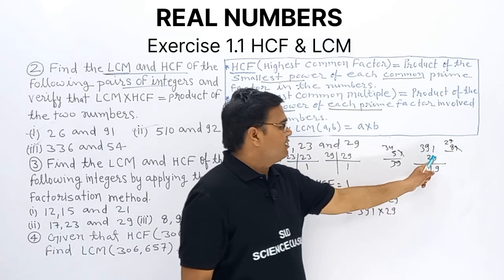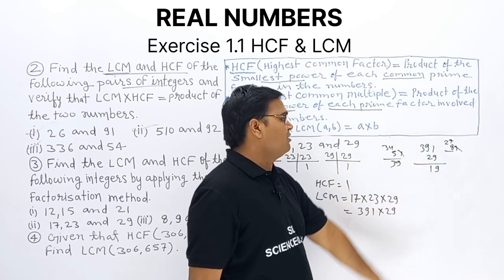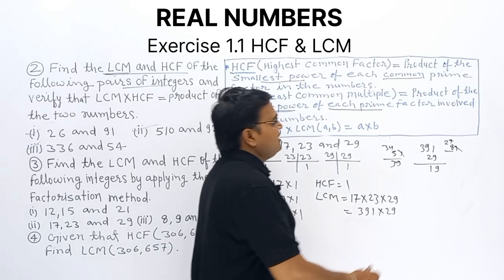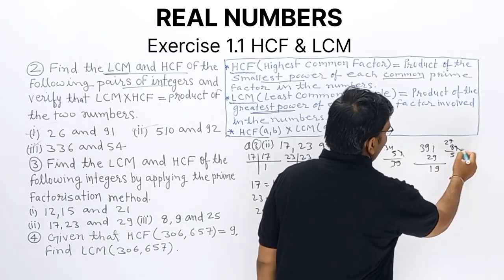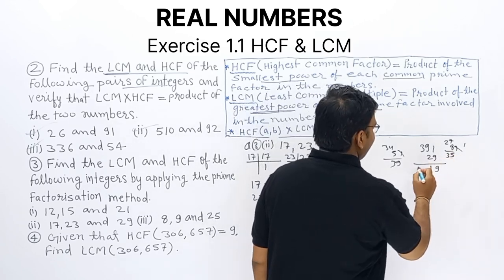9 9s are 81, 1 is there and 8 will be remaining. 9 3s are 27. 27 plus 8 is 35. 1 is remaining, 3. 35.